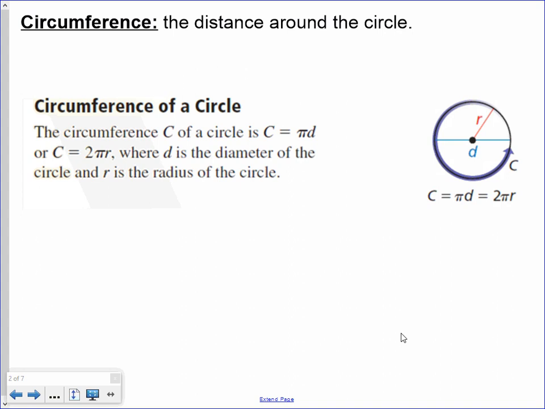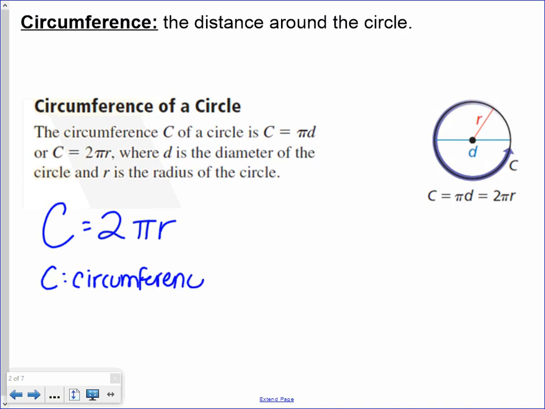Okay, and then there's two formulas that work for circumference, and we'll go ahead and write both of them down. The first one is not pi r squared. Pi r squared is area, which we'll get to tomorrow. But circumference is 2 pi r. So that's the one that should probably look familiar to you. C stands for circumference. And r stands for what? Right. Okay.